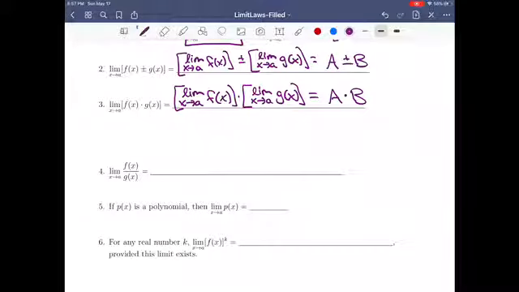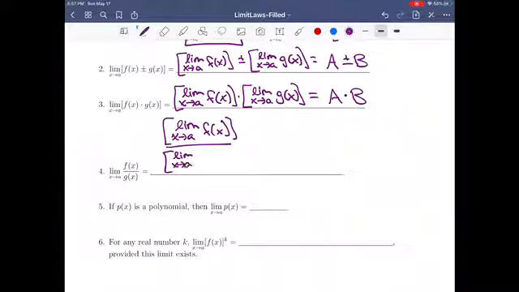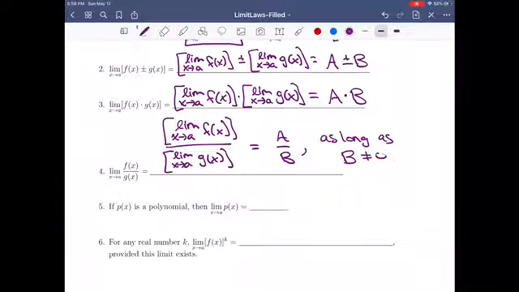For division, same idea. So I have the limit as x goes to a of f of x over g of x. So I can do the limit as x goes to a of f of x, and then divide by the limit as x goes to a of g of x. So that's going to be capital A over capital B. Now you can only do this as long as the limit on the bottom, so the limit of g, so your B, is not 0. Because obviously we never want to divide by 0. So we need to be careful that that limit does not go to 0. So if it does, this rule does not apply. So you're going to have to try something else.